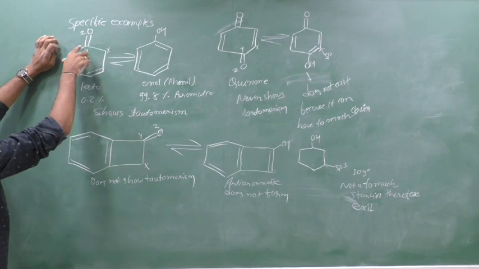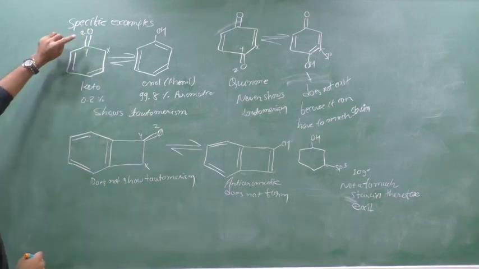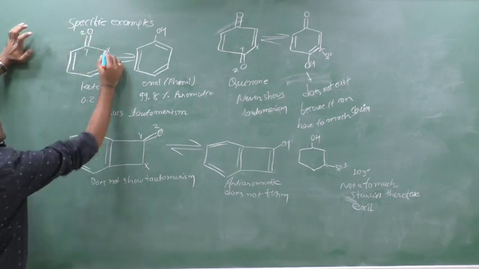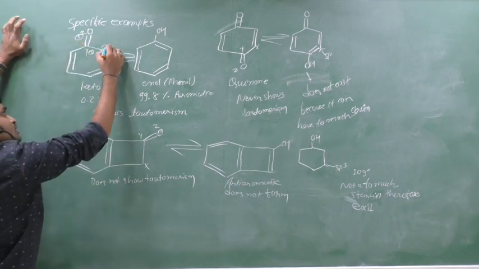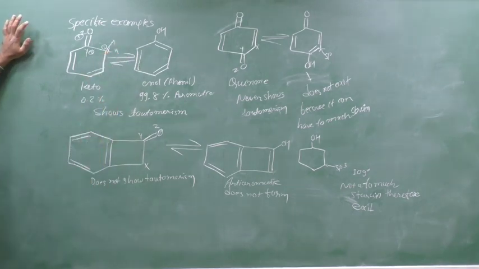6-membered ring, double bond, O. We can check the conditions. We can write here Z, Y, X, 1, 2, 3. X should be hydrogen. Yes, it can have, because hydrogen and hydrogen. Then the tautomers are formed.